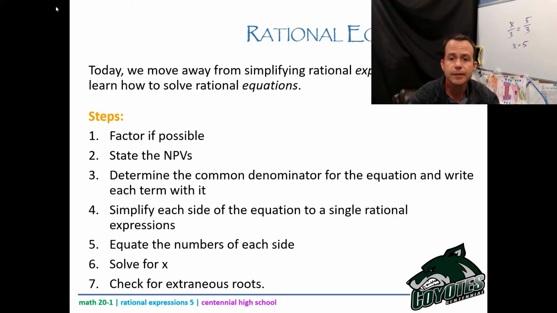Okay, simplify each side of the equation to a single rational expression. Then equate the numerators of each side. Sorry, that's a typo. That should say numerators. Solve for x and then check for any extraneous roots. So with radical equations, we always had to plug it back in and verify. We don't actually have to plug it back in and verify with rational equations, but we do have to make sure what we just solved for isn't actually an NPV. Okay, that's what we have to be careful of there.